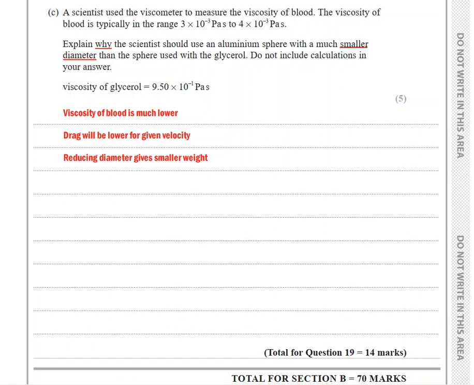So this part of the question says that this is what we have to ensure, that we have to use a sphere with much smaller diameter. So this will reduce the weight as well. So forces are balanced at a lower speed, meaning terminal velocity will be lower. This is what we want, everybody. We want the terminal velocity to be lower, because if it has a much higher terminal velocity, you know what? Let's go up for a bit.